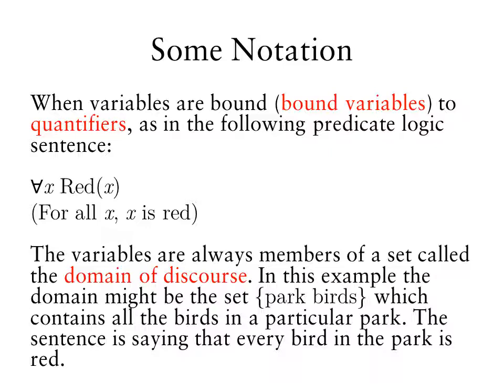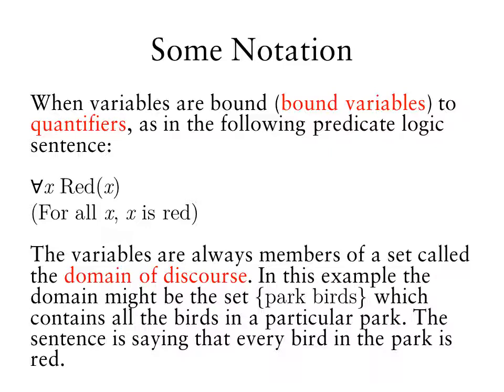In predicate logic anyway, we want to talk about more than one thing. We want to talk about groups of objects. To do that, we quantify, we specify the amount of objects that we're talking about. So this quantifier here below means for all x. That means for every x in the set of x's that we're talking about. In this case, we might be talking about the set of park birds, so the birds in a particular park. For every bird in that park, the sentence x is red is true of that bird. That's what this sentence is saying.